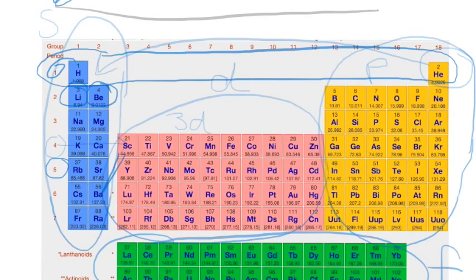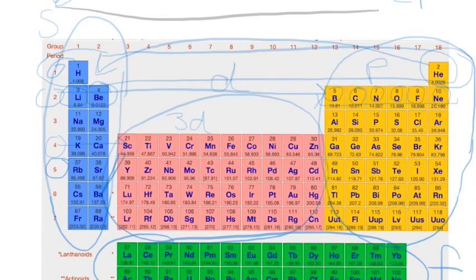Let's have a look over at the P shell. The P shell, we can see, has 1, 2, 3, 4, 5, 6. So P can fit 6 in it. Now, because we start at row 2 for the P shell, the first P we have is 2P.